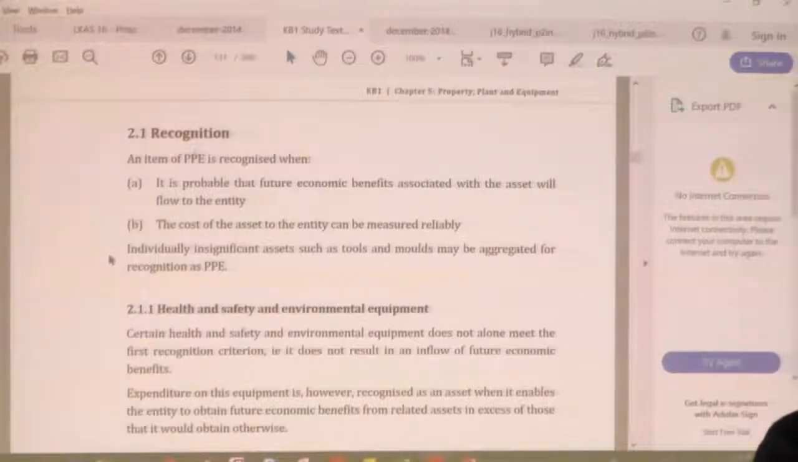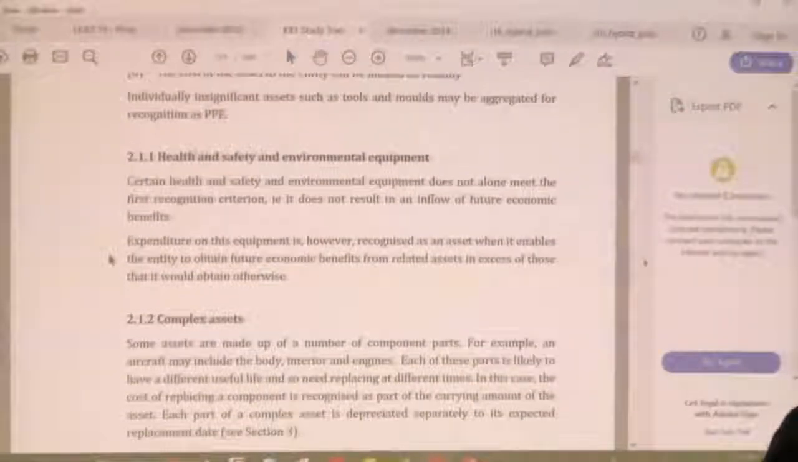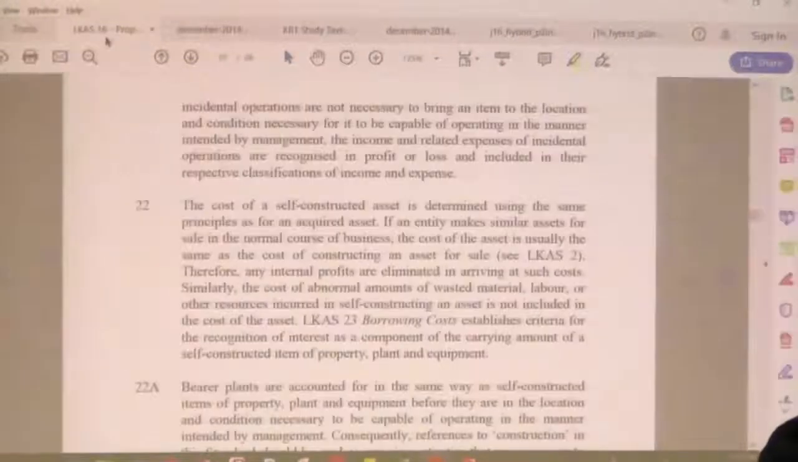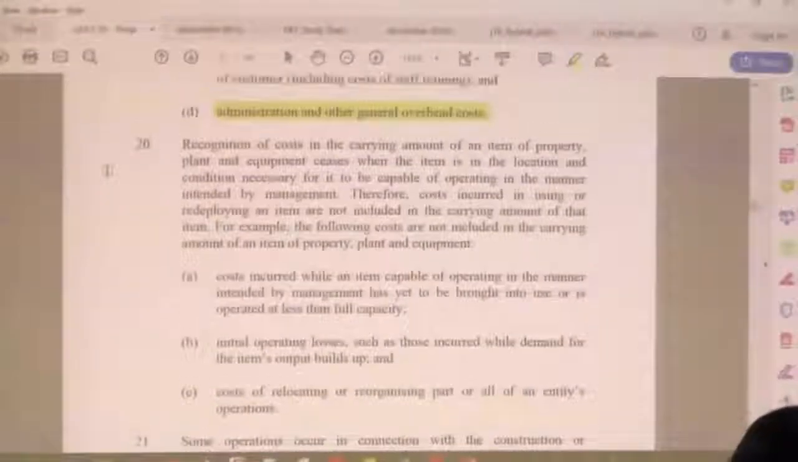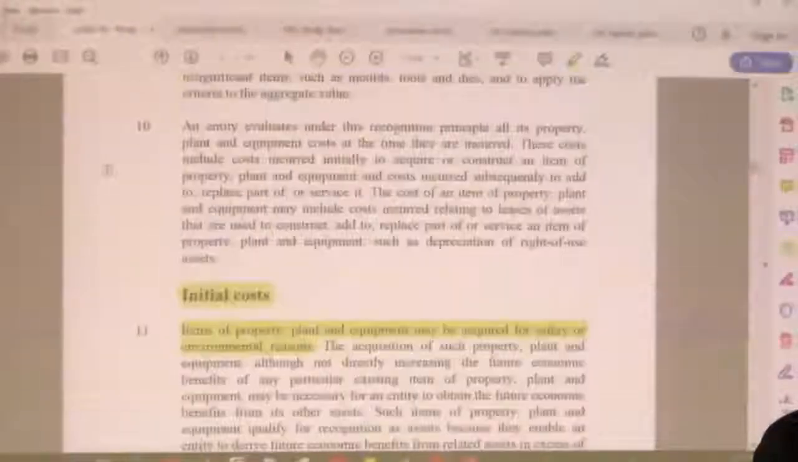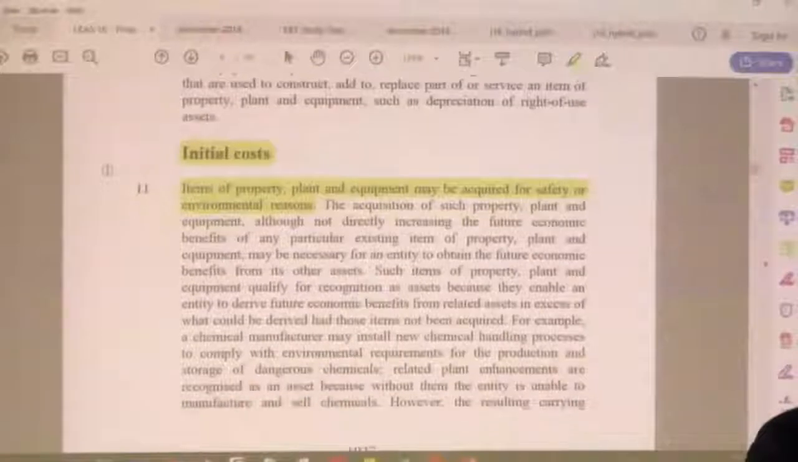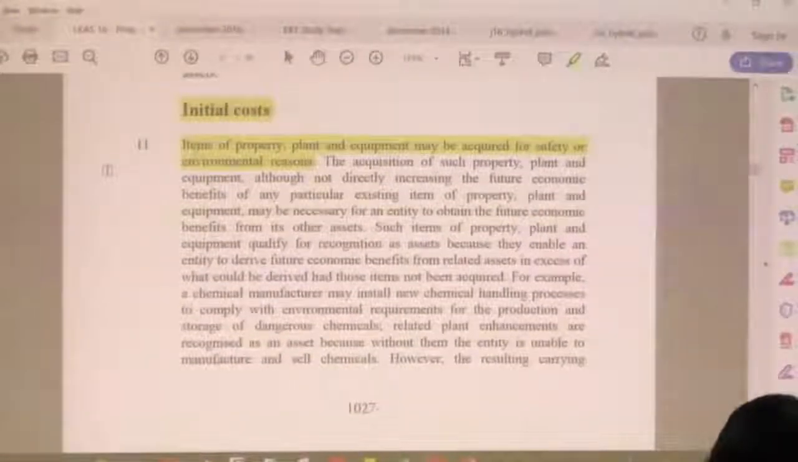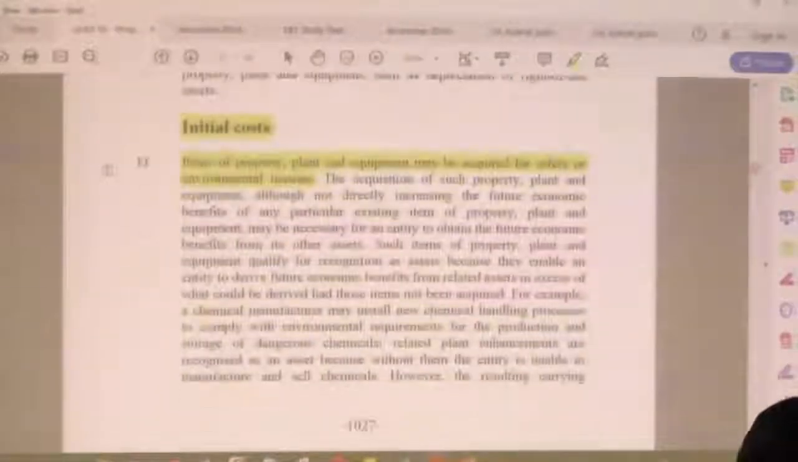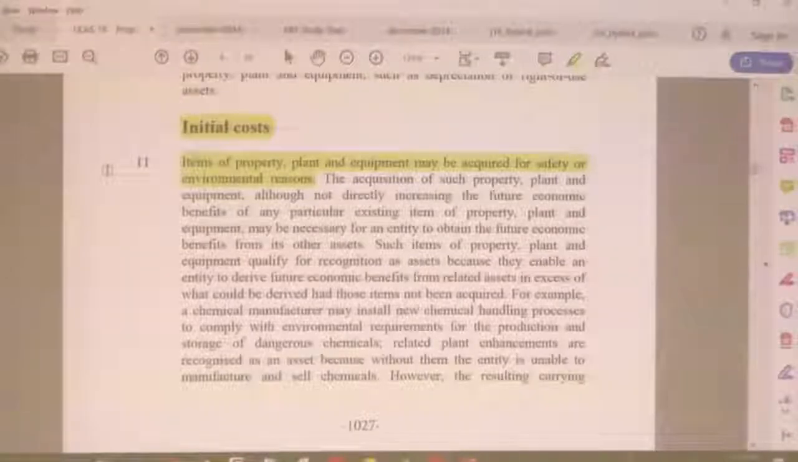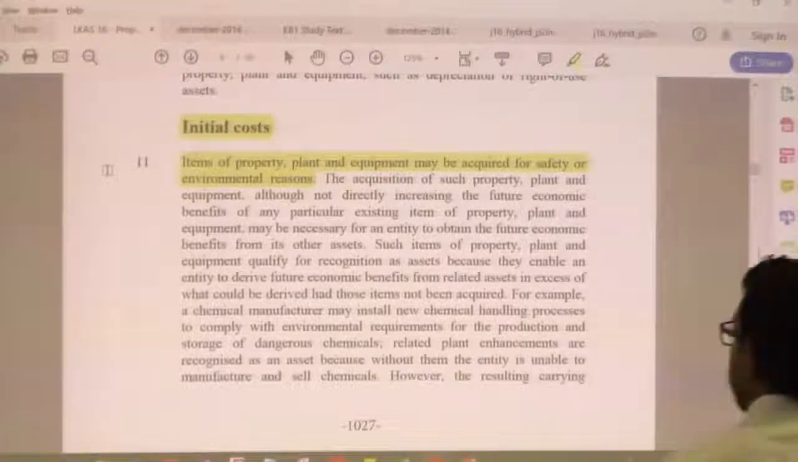Recognition. When it comes to the recognition paragraph, health, safety and environmental equipment, I want to take this separately from the standard as well. When it comes to the standard, they are talking about this under paragraph 11, initial recognition. When you recognize assets initially, what is the treatment? Read this paragraph 11. I want to explain this separately. This is a new thing, understand.